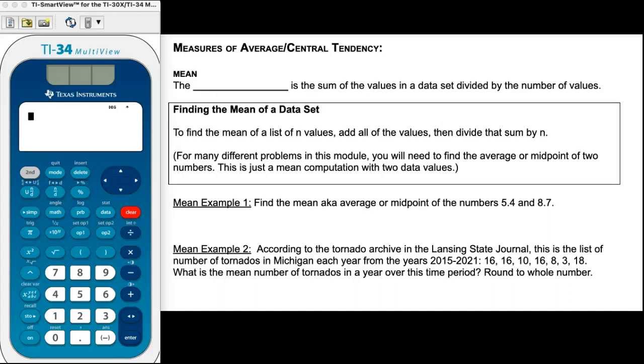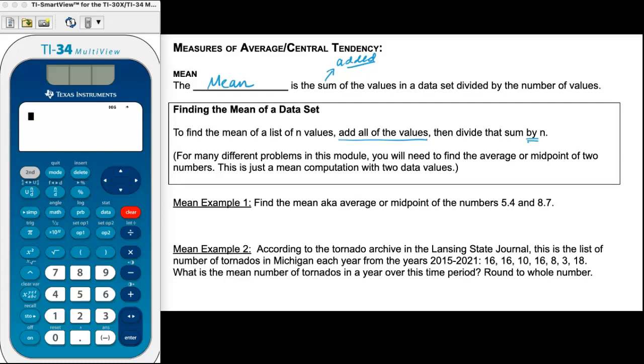In this video, I'm going to talk about the mean, which is a measure of average or central tendency. So the mean is the sum of values in a data set divided by the number of values. And sum just means all the numbers added together. Okay, so to find the mean of the data set, all you have to do is add all the values and then divide that sum by n.